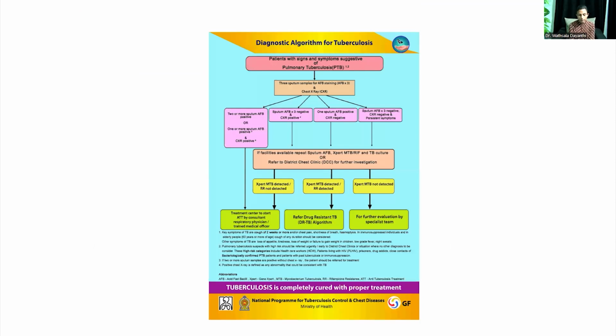This is the diagnostic algorithm for tuberculosis published by the program in 2019. In patients with signs and symptoms suggestive of pulmonary TB, the main mode of investigation would be chest X-ray plus sputum AFB smears. Only if the smear is negative are they asked to go for GeneXpert, but the WHO guidelines are changing. Their recommendation is to go for chest X-ray and GeneXpert as the initial test. The program is going to pilot it first in Colombo and the Western Province, and then gradually in other districts as well.